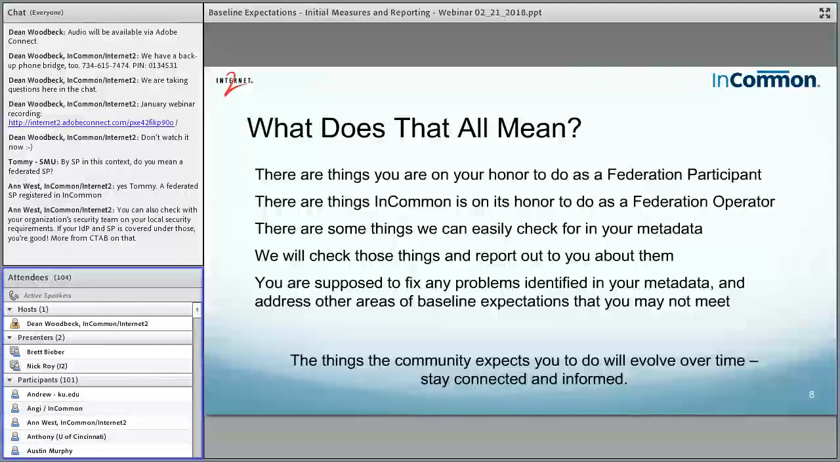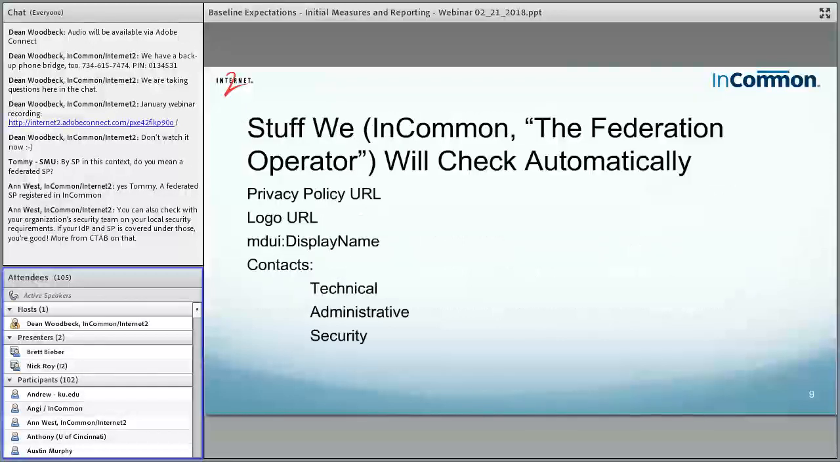But you should reflect on everything covered in Baseline that's relevant to you. And so not just those things that we can actually automatically check, but you should do a gap analysis on your metadata and the entities that you have published in InCommon and make sure that they meet expectations, because there are some things we just can't check for you.